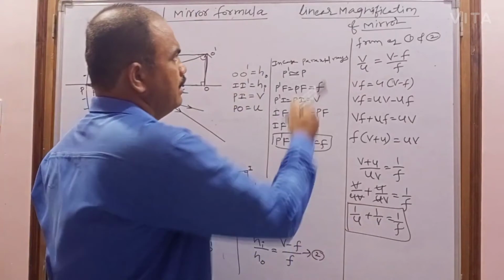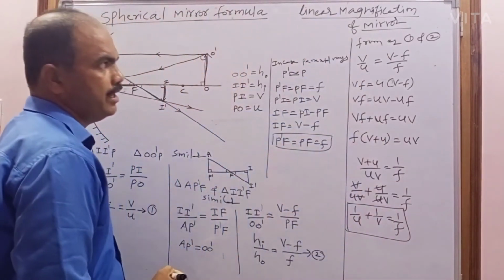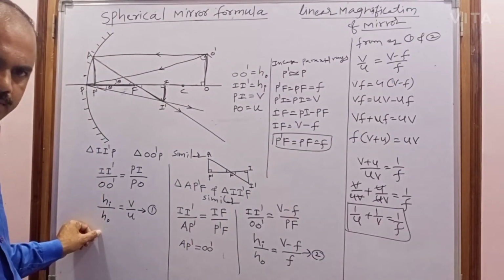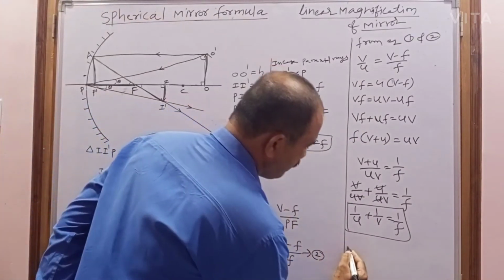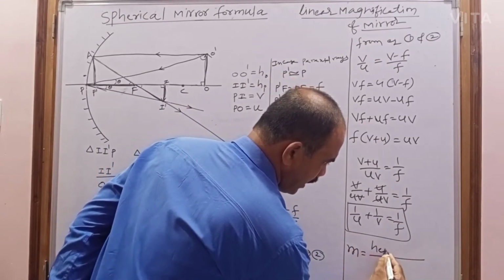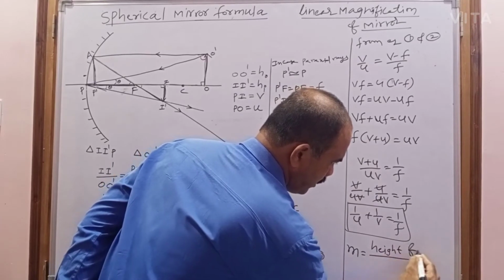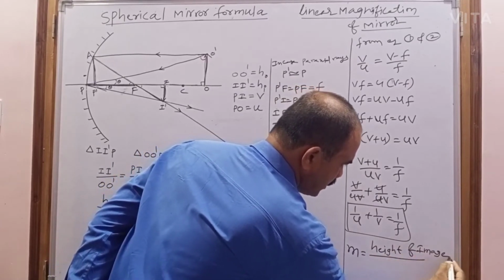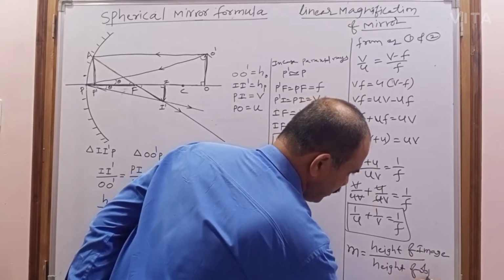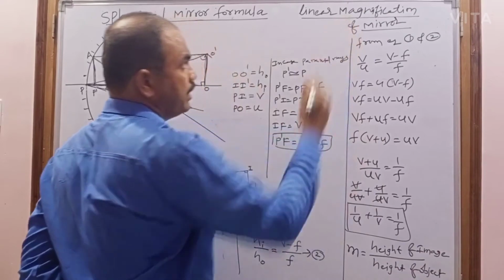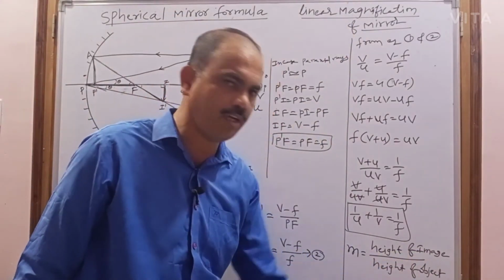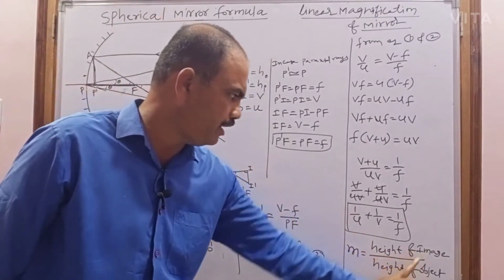And next come to the linear magnification. Linear magnification is nothing but the ratio between the height of the image to height of the object. So what is the linear magnification definition? Magnification M is the ratio between the height of image to height of object. So this is the linear magnification definition.